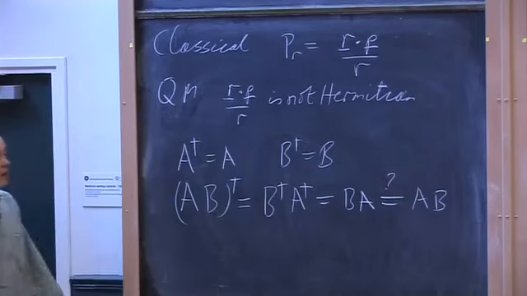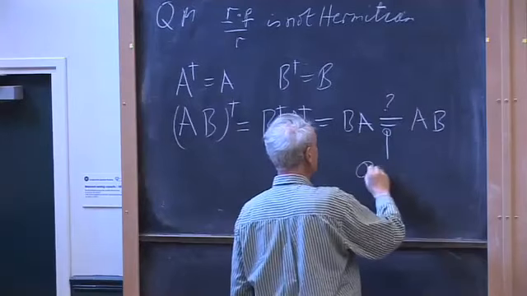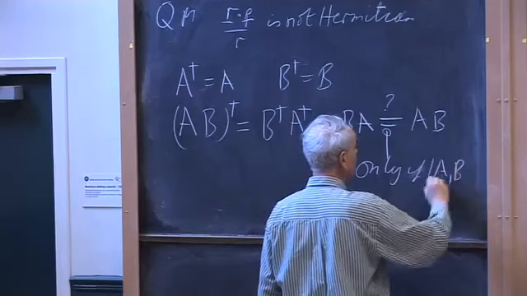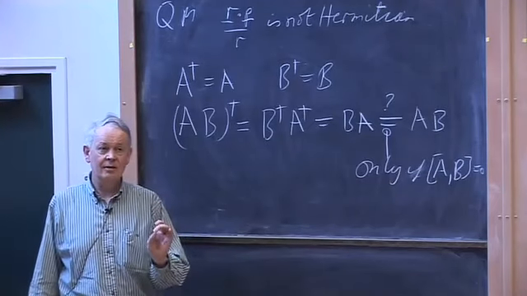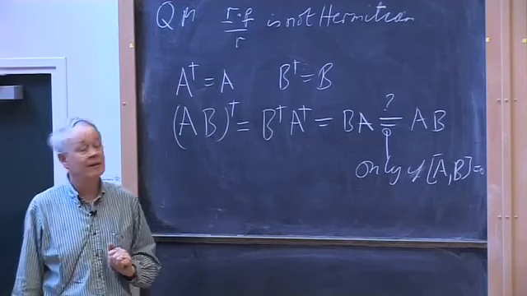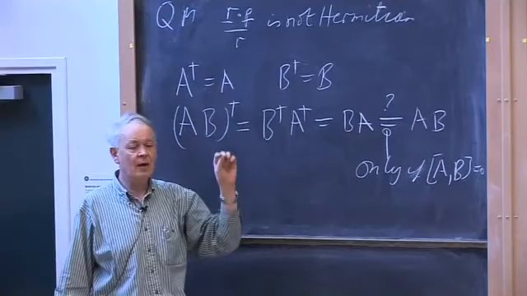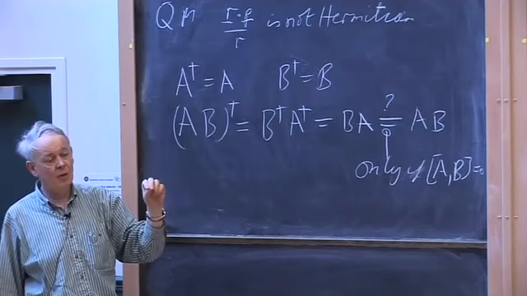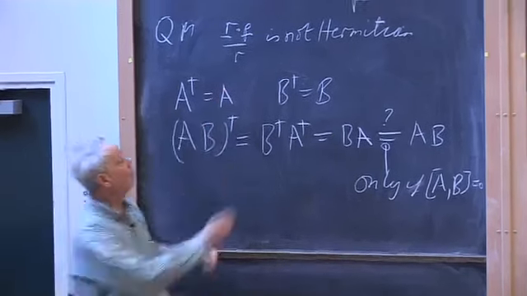Well, clearly it is if and only if B and A commute. So this is only if the commutator of A and B equals naught. In words, the product of two Hermitian operators is itself Hermitian only if those two operators commute. So this r dot p, which is shorthand, of course, for x px plus y py plus z pz, would be Hermitian only if x and px commuted, y and py commuted. Well, they don't. Therefore, this is not Hermitian. Therefore, this is not an observable.